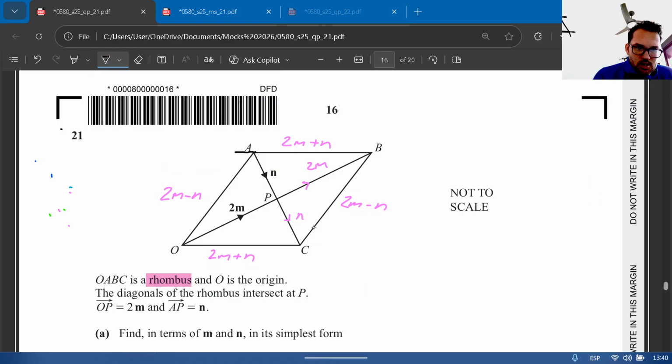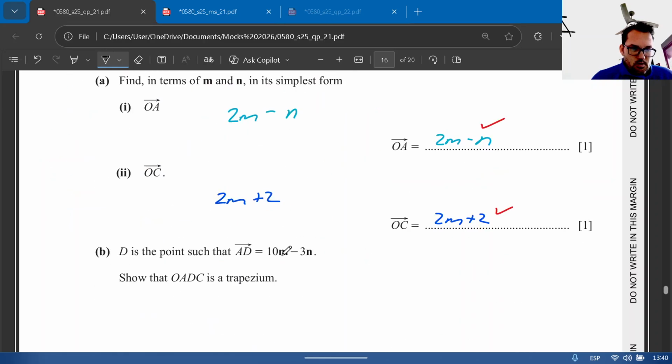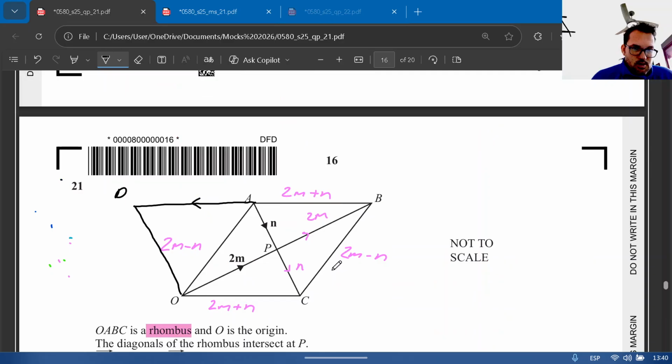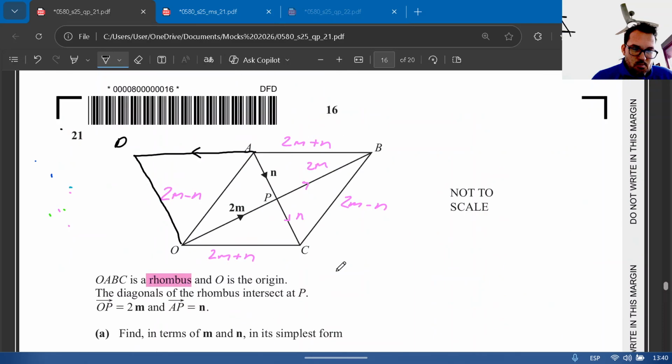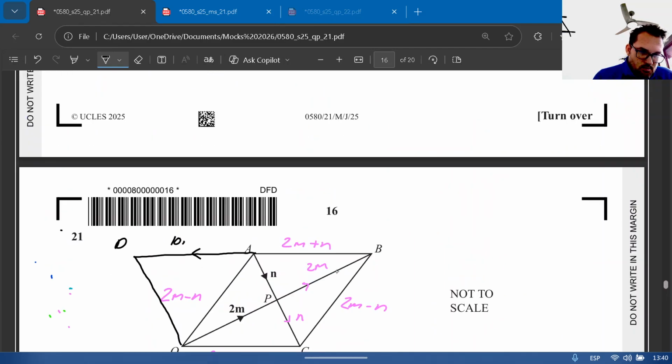Is if you extend that way, you make a point D. See? Because then put another line here, and now we got a trapezium. That's what they were going for. OADC and AD in this direction, going from A to D, is 10m minus 3n. Yeah. Okay, let's just not confuse this. This was 2m minus n.